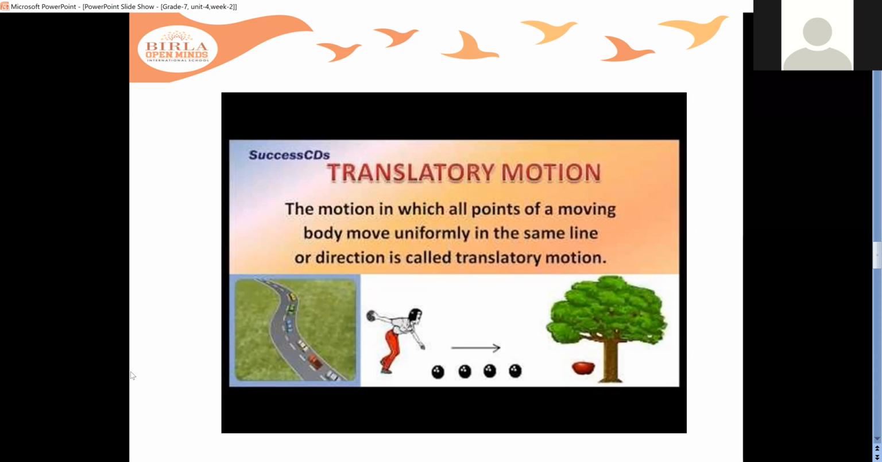Okay, so we have seen the example of a car which is moving in a straight line, and even it is following the translatory motion. In translatory motion, the particle moves from one point in space to another.